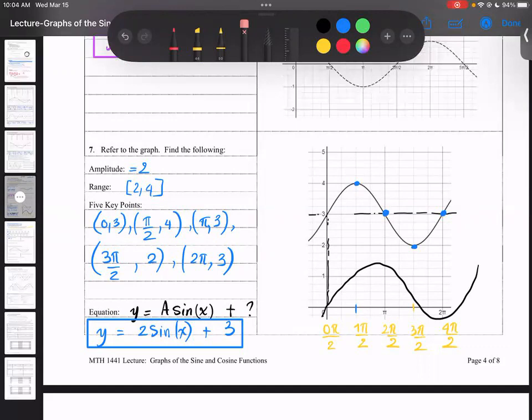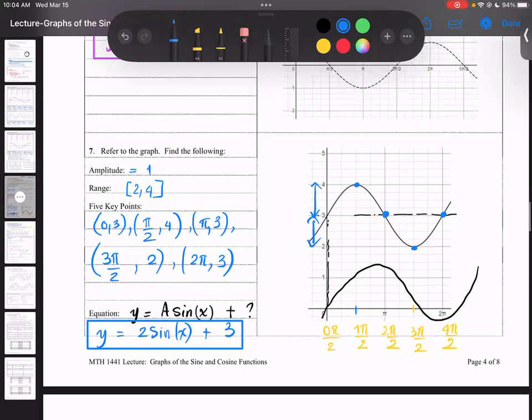Number 7. All right. It goes from 2 to 4, so it's got a height of 2. Oh, sorry. Sorry about that. I was thinking about something else, my bad. You're right. It is 1. I'm so sorry. It is 1. 4 minus 2 is 2. 2 divided by 2 is 1. Sorry, I don't mean to confuse you any further.